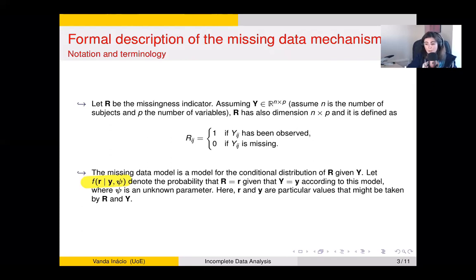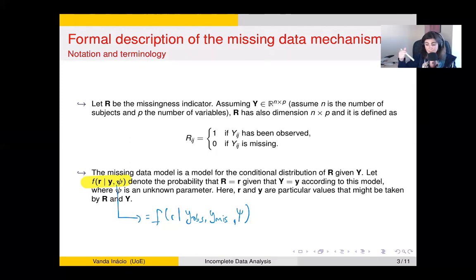Okay, so also remember that we can partition Y into its observed and missing values, so we can write this also as R given Y observed, Y miss, and Psi. This should be bold, the Y observed and Y miss should be bold, but I cannot do bolds here. But okay, the main point is this is the general expression for the missing data mechanism, and this denotes the probability of R given the data, so the probability of the missing data pattern given the data.